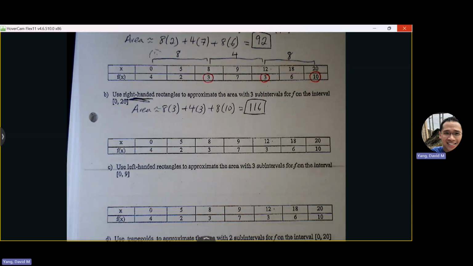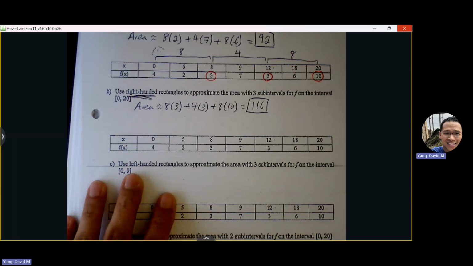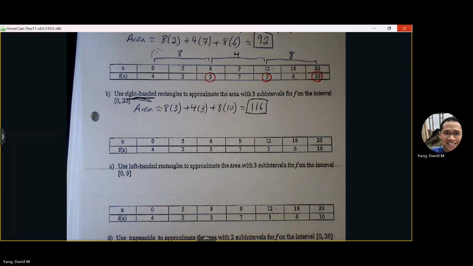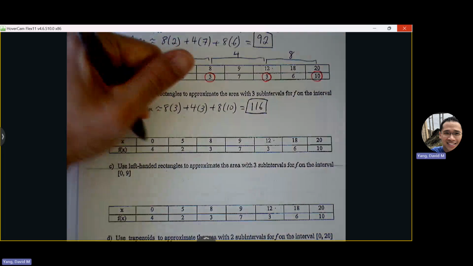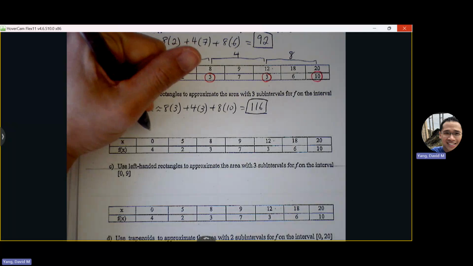Part C, use left-handed rectangles to approximate area with 3 subintervals on the interval from 0 to 9. Okay, what's different about part C? Like, we still have 3 subintervals, still the same table, but what's different? 0 to 9. So now every subinterval may not see as many ordered pairs.